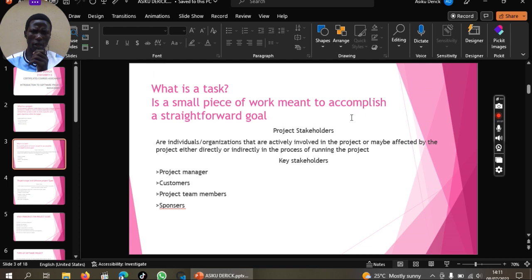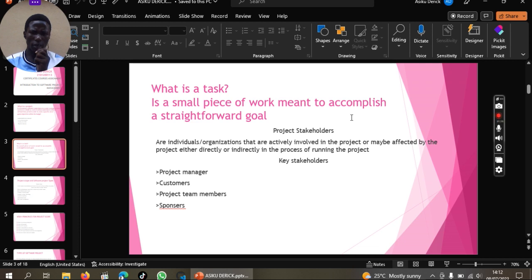Then let us understand what is a task, so that we can differentiate between the task and the project. A task is just a small piece of work meant to accomplish a straightforward goal. But a project is a temporary undertaking of an activity with a goal within a specific time, with a budget and all those things. A task is not as much like that. It's just a small piece, but a project is bigger and takes some duration.